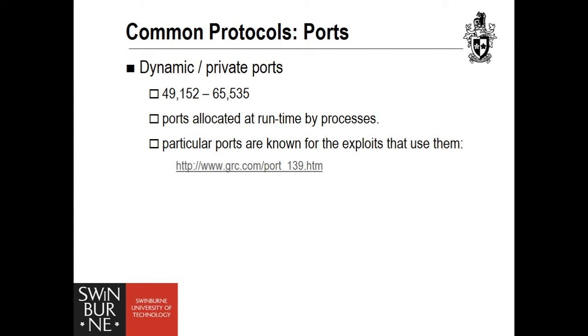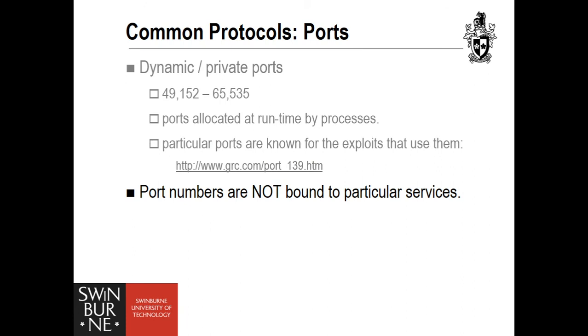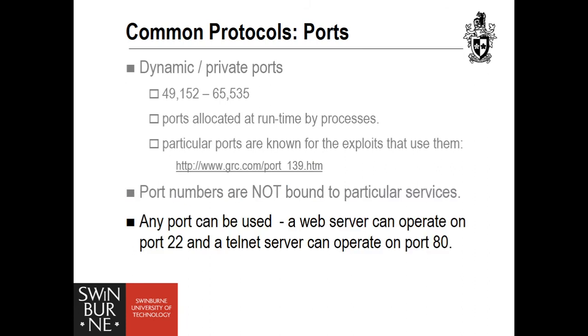Dynamic ports, which are private ports, start from 49152 until 65535. They are allocated at runtime by the processor. Certain ports are known for exploits that use them. Port numbers are not bound to a particular service. Any port can be used basically. A web server can operate on port 2 and Telnet can operate on port 1080.